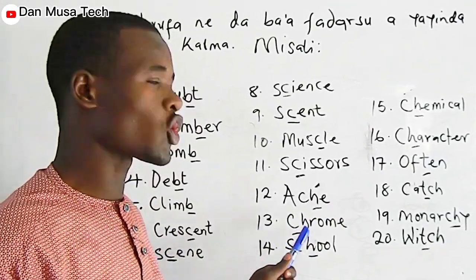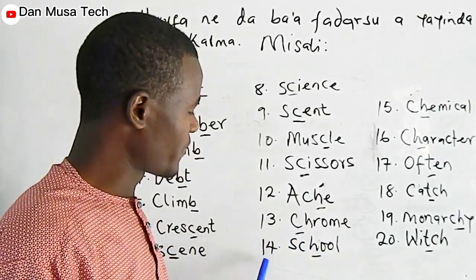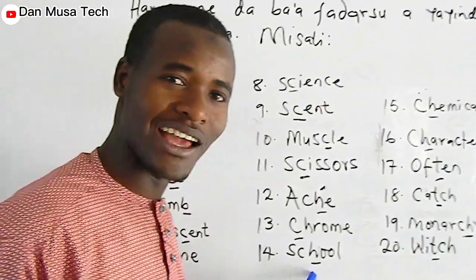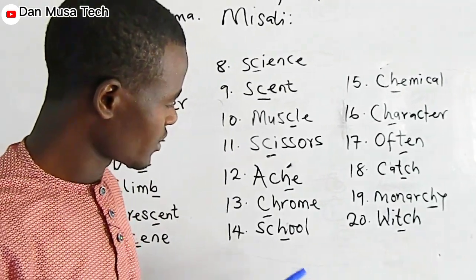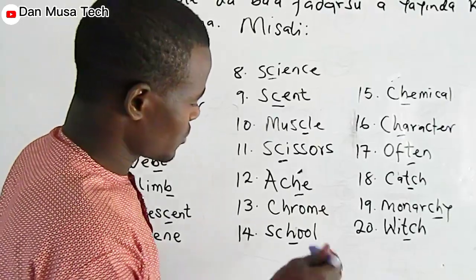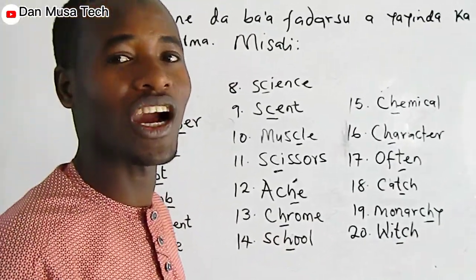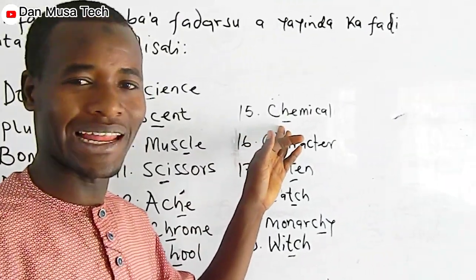Number 13, chrome. C is silent in chrome. Number 14, school. You cannot say school. C is silent, H is silent in chrome. I'm sorry, yes, in chrome the H was the silent letter, not C. We say chrome. Number 15, chemical.